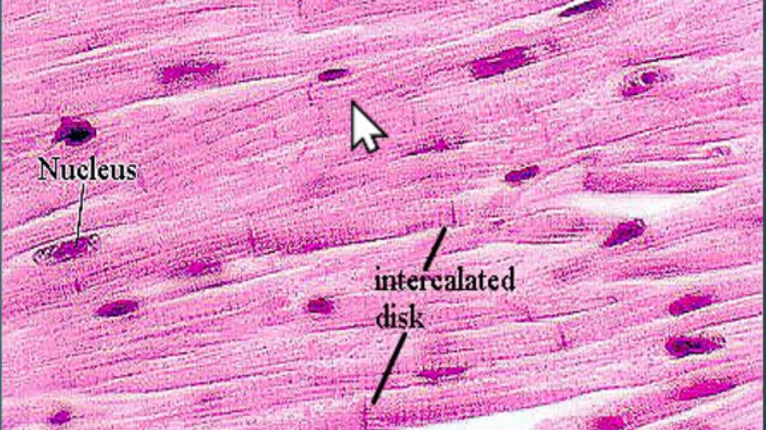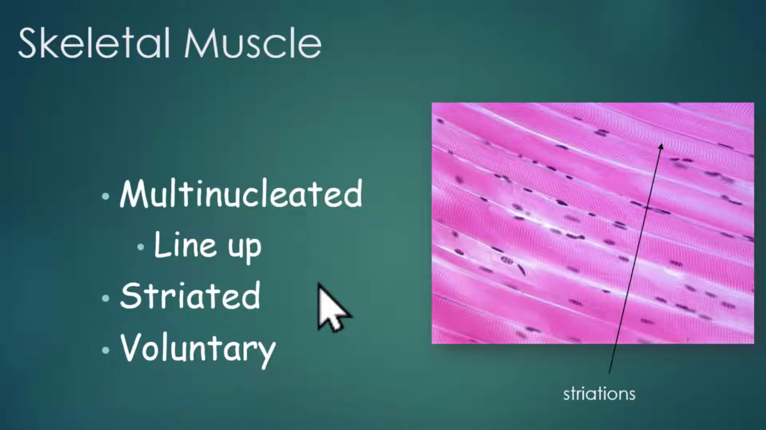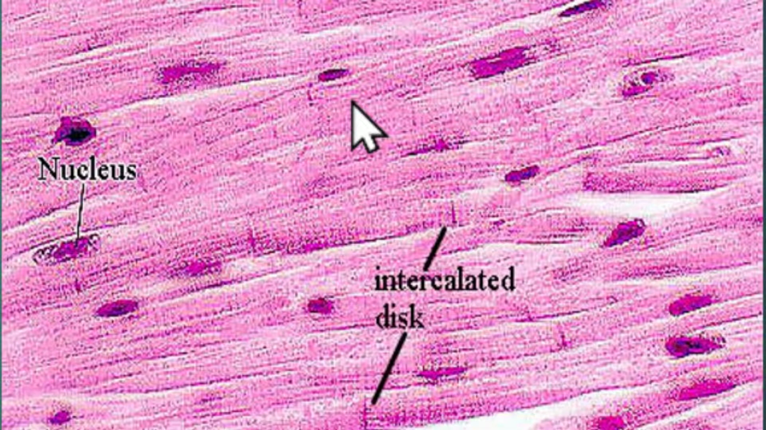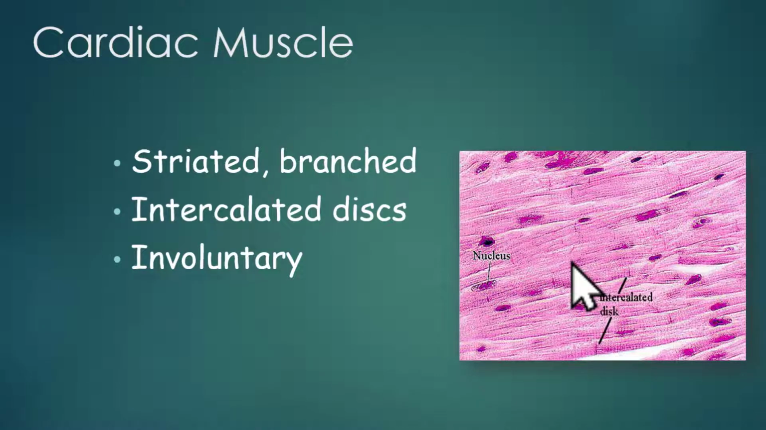So when you look at the skeletal muscle, you've got striations, and you have lots of nuclei lined up along those fibers. Okay, skeletal muscle, striations. Cardiac muscle, striations with branches, with intercalated discs, and usually only one nucleus per cell. That's kind of how you learn those muscles. Okay, and again, you have a worksheet for this.